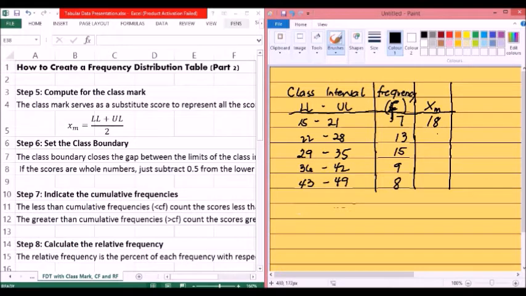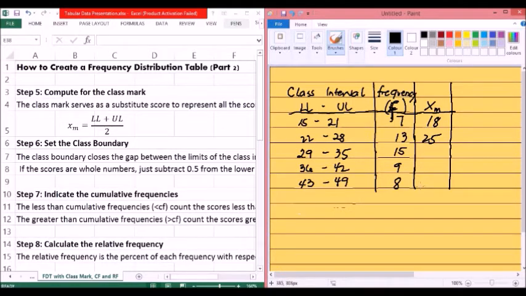We can also add 7 to get the next one. So 18 plus 7 is 25. Or we can follow the formula: 22 plus 28 is 50, divided by 2, so 25. Since the lower limits are 7 apart from each other, our class marks are also 7 apart from each other.